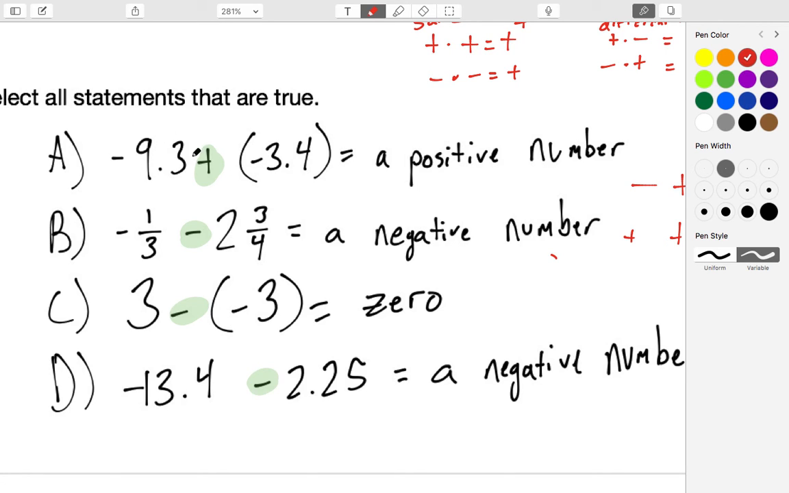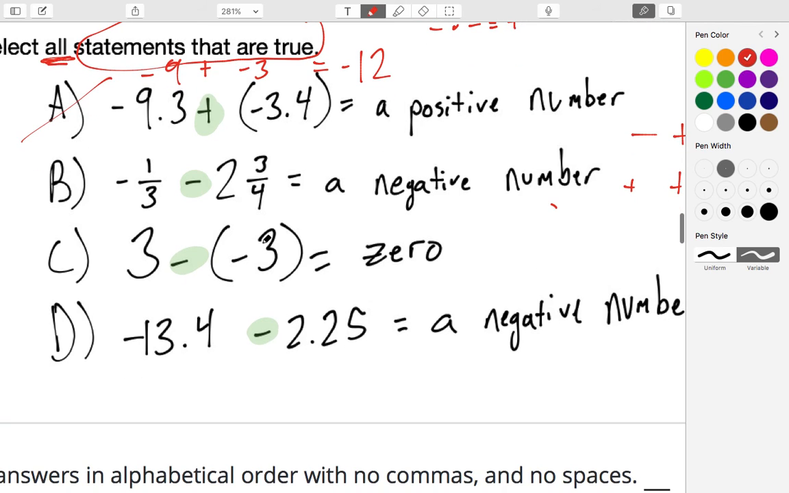Now, if you forget, and it's the decimals that are messing you up, how many are just confused about the decimal part? A little bit? So look at this. Can you round? What's negative 9.3 rounded? Negative 9. What is negative 3.4 rounded? Negative 3. So negative 9 plus negative 3 equals negative 12. Was it a positive number? No. So is A an answer? No, we are looking for true statements. Since it says all, am I done here? No, I have to make sure that there's not more I can circle.